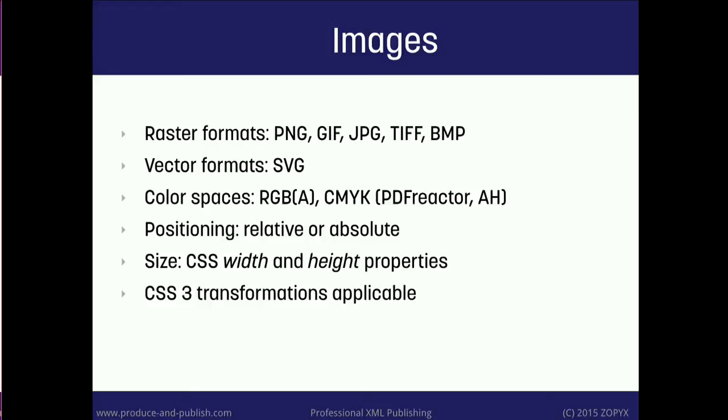Then we have differences in the converters when you look at the color spaces. RGB is supported by all converters, but some tools only support CMYK. For example, PDF Rector and Antenna House support CMYK, but the widely used Prince XML converter only supports RGB. So at this point, you have to look at the requirements of the printer. Can you handle RGB, or do you need to deliver CMYK? That's also a question you have to look at when choosing a particular converter.